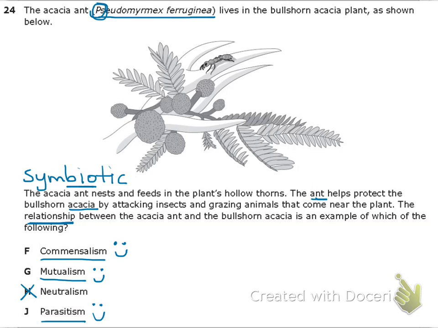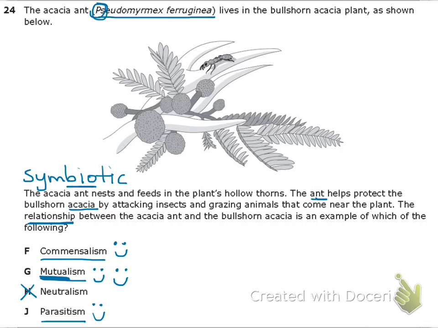So I'm going to start with letter G. You may have heard of the phrase, the feeling is mutual. If the feeling is mutual, that means we both feel the same way. So in a mutualistic relationship, we're going to have two organisms that are both getting something beneficial from the relationship. So we have two happy organisms.